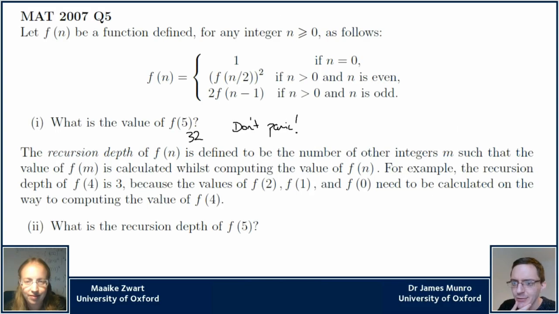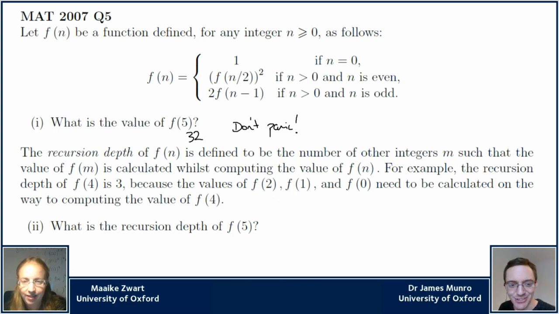The question introduces this idea of recursion depth next. Is that an actual thing? Yeah. Okay. And it's the number of other integers m, such that the value f of m is calculated whilst computing the value for a particular f of n. They give us an example, and they ask us to do another example, to think about this calculation we just did for f of 5, and to work out the recursion depth of that.